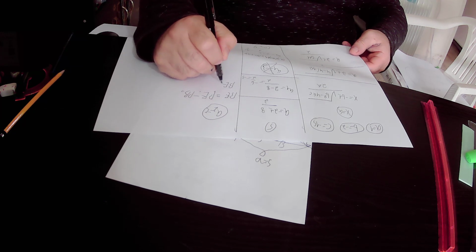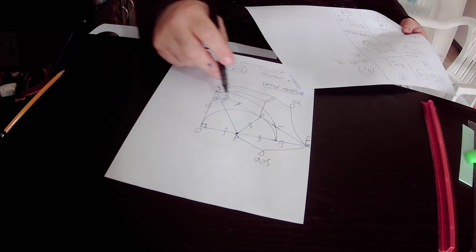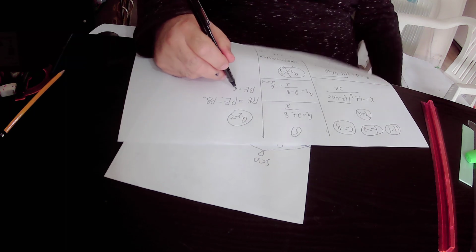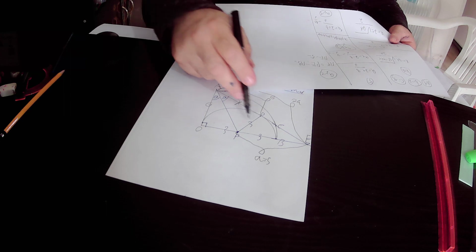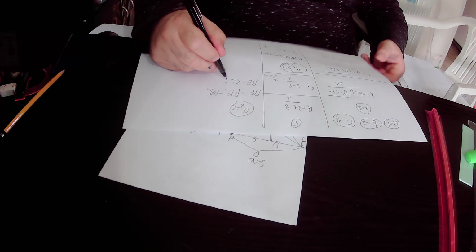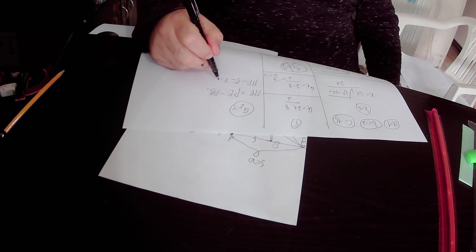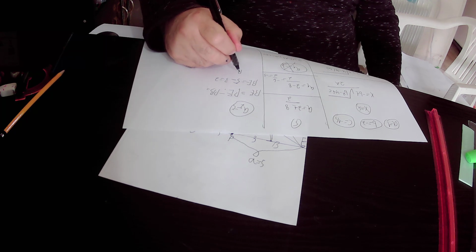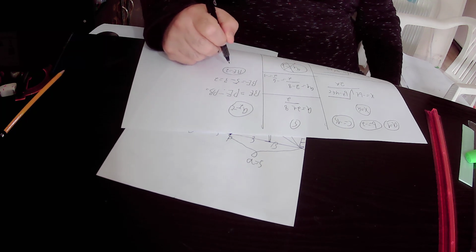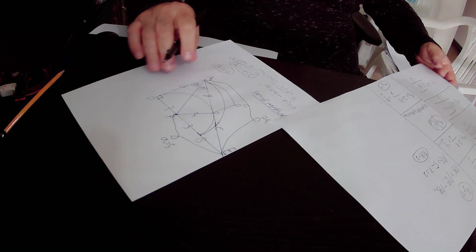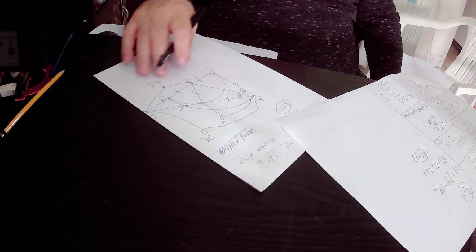So BE equals PE, that is 5 units, minus PB, that is 3 units. So BE equals 5 minus 3, that is 2. BE equals 2 units. So we found out that BE equals 2 units.